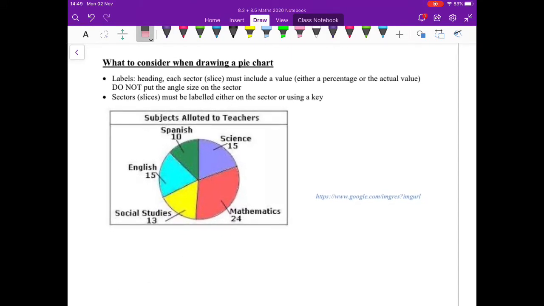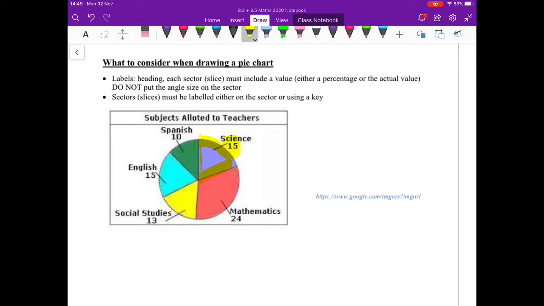Let's have a look at what we need to remember when drawing a pie chart. First of all, we always have to have a heading, so subjects allotted to teachers. Each sector, the slice, so this is a sector, it is the science sector, must have a value.